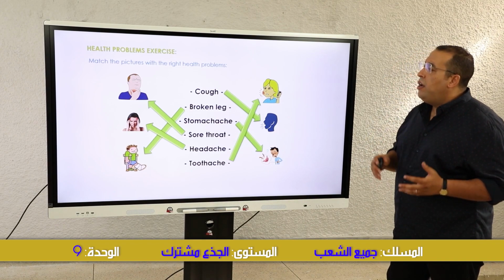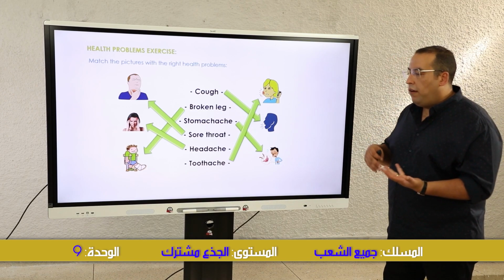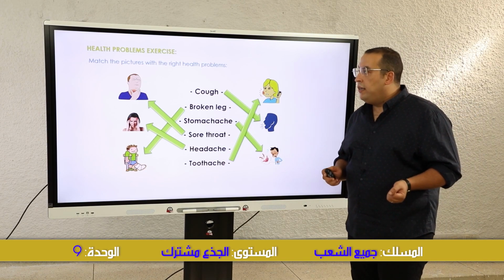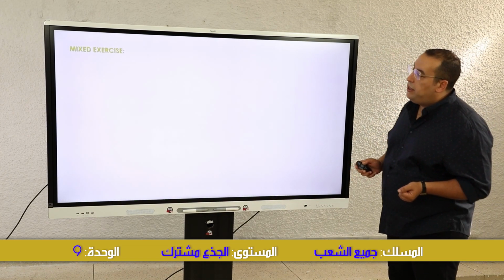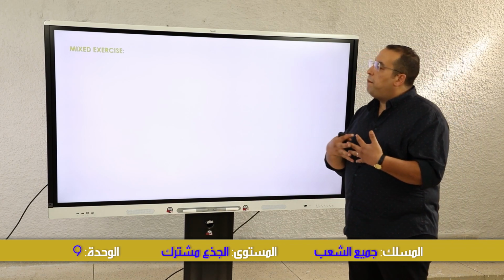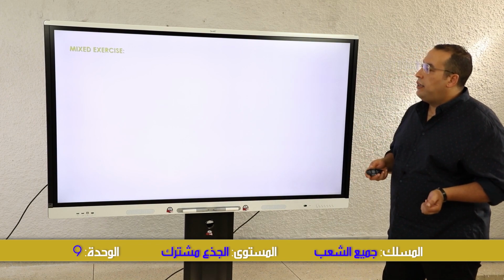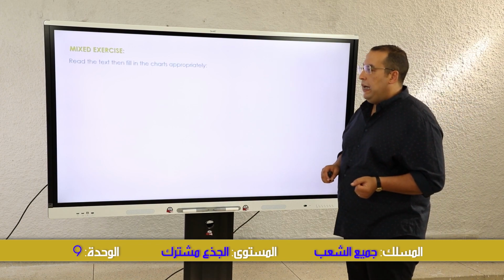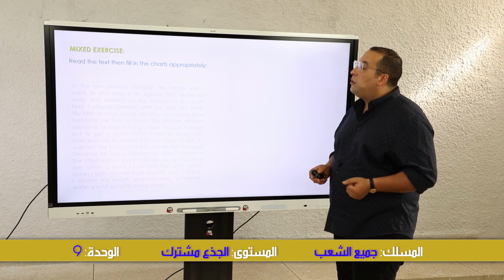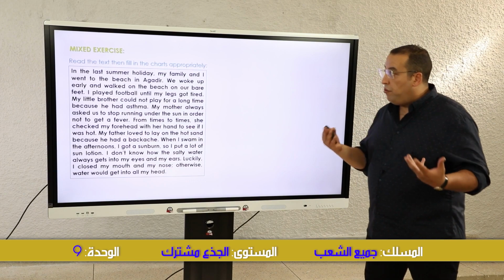Good. Now we have seen body parts and the practice. After that, we have seen health problems and the practice. At this point, we're going to see a mixed exercise in which we will see the two parts of the lesson, body parts and health problems, in one exercise. So you have to read the text, then fill in the charts appropriately. So we have this text. I'm going, first of all, to read it for you.